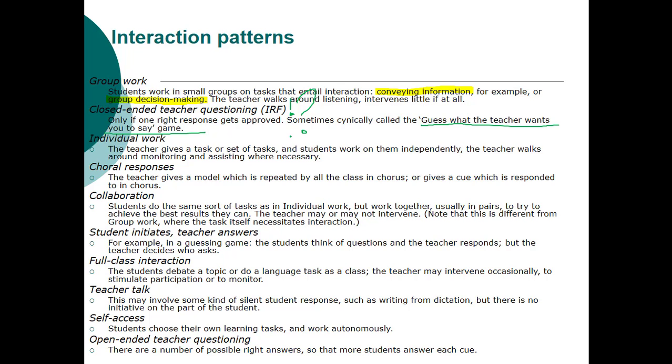Full class interaction, in which everybody talks, not only the teacher. Well, the teacher is going to intervene, but in a minimal way.